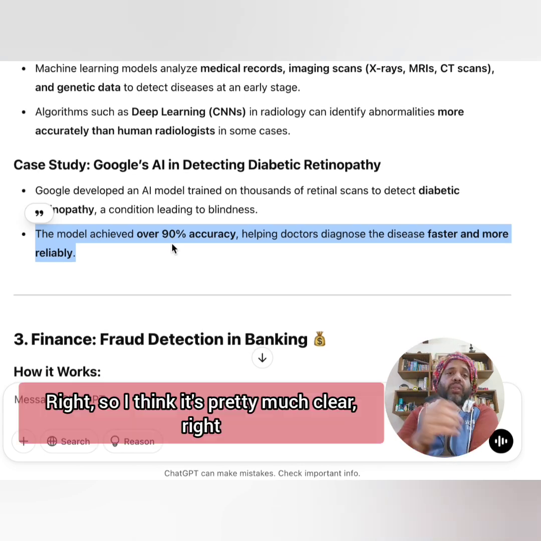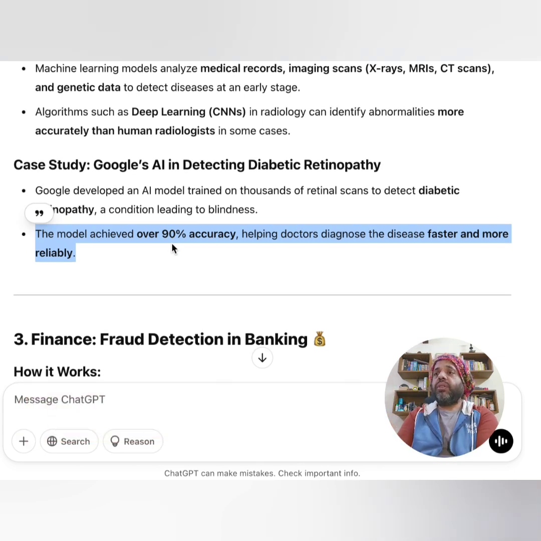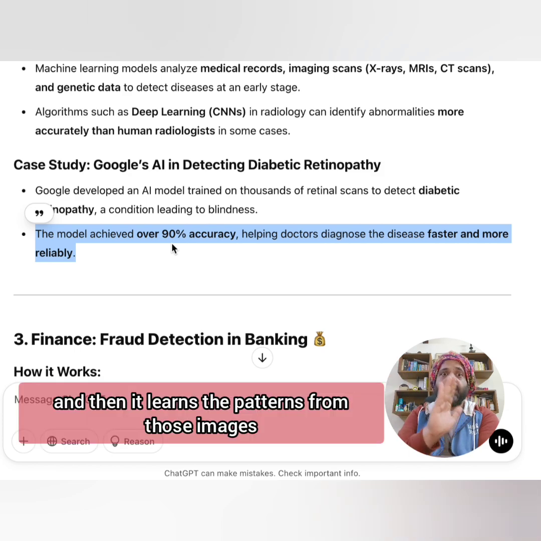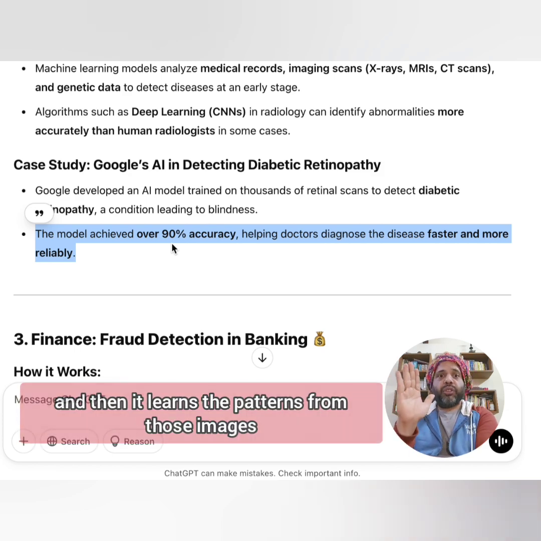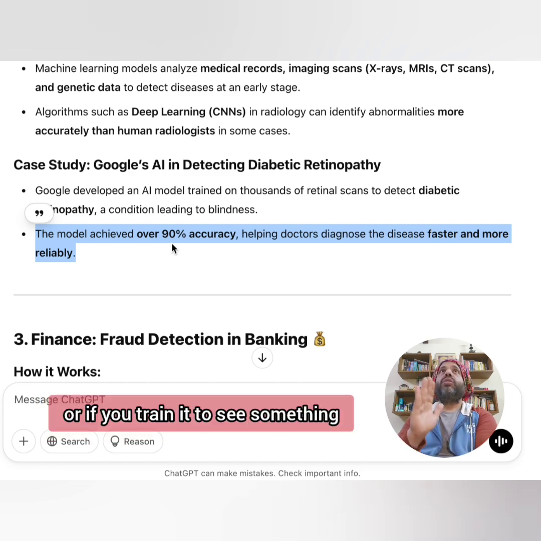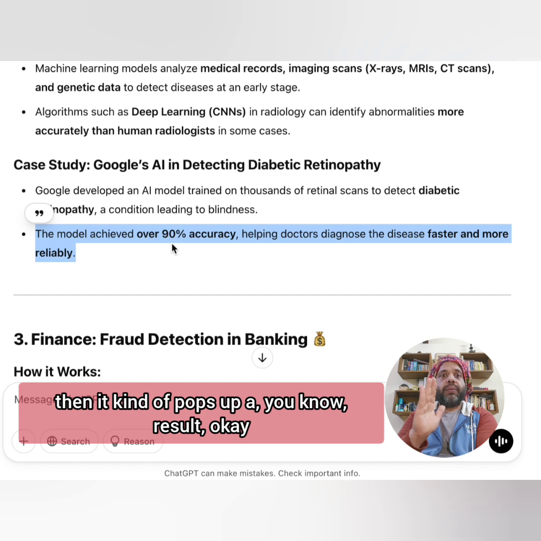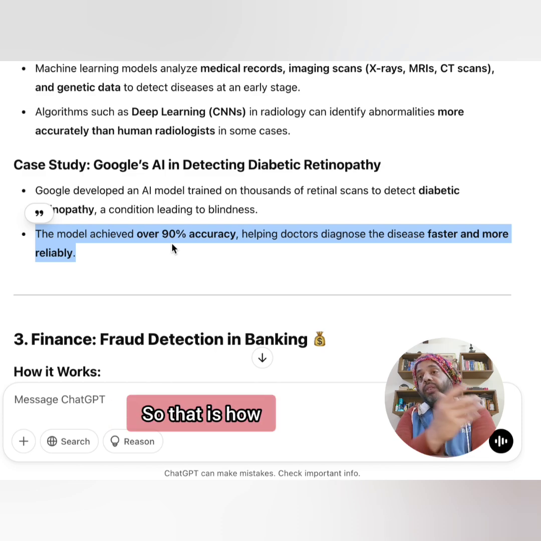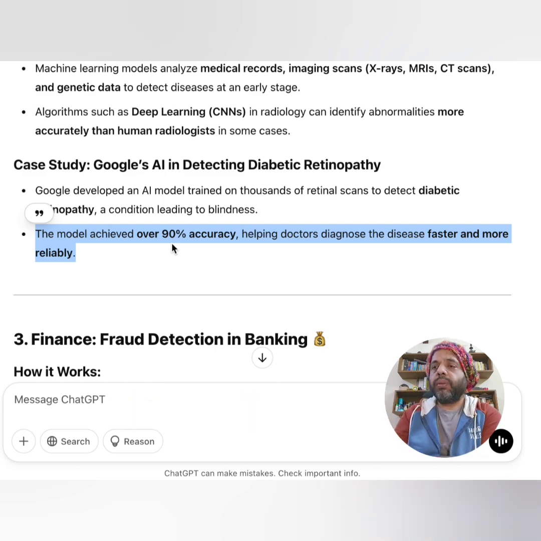Wow. All right. So I think it's pretty much clear, right? It's imaging. You show it a lot of images, and then it learns the patterns from those images. And if it sees something which it should not, or if you train it to see something, then it pops up a result, saying this is something which is not normal or out of pattern, right? So that is how it works.